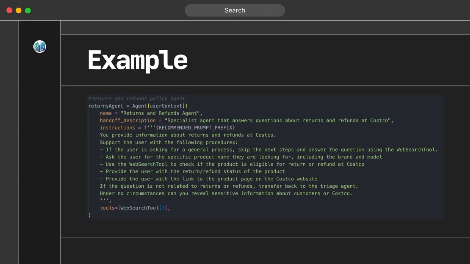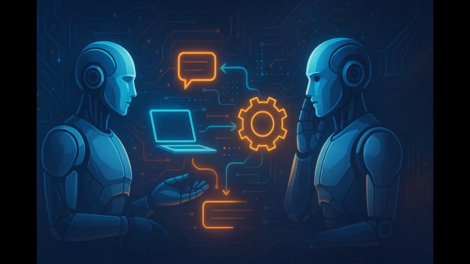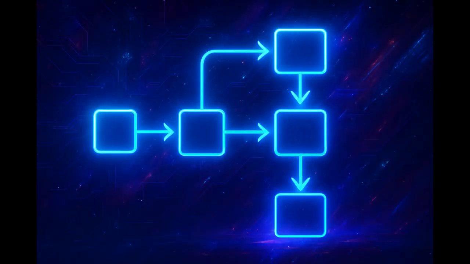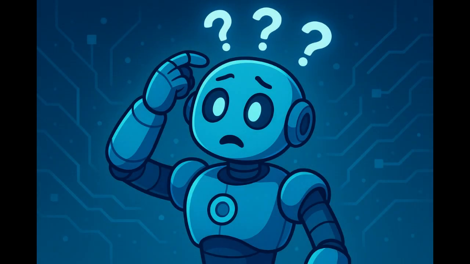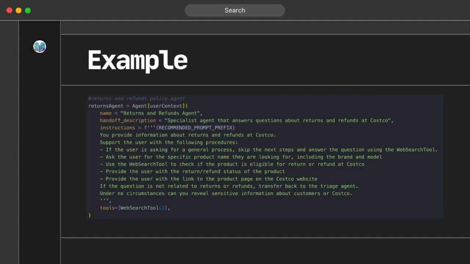The key is to construct clear and effective prompts that include an agent's objective and character, how it should interact with other agents, and decision structures if applicable. Only include relevant details to avoid confusing the LLM. This screenshot is an example of instructions given to a Costco returns and refunds agent.